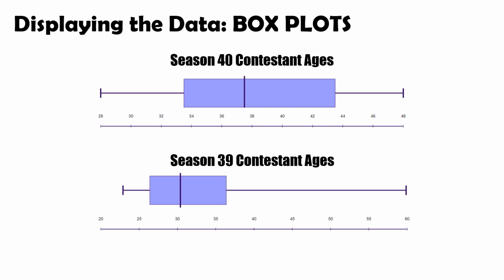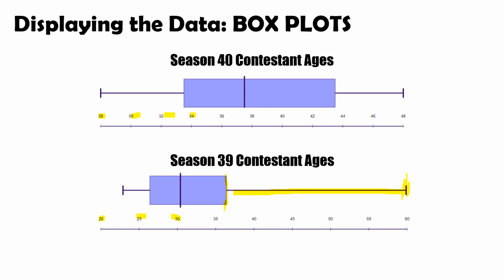Here's what the information on the previous slides would look like if we put them on box plots. Something I want you to note, we already talked about how the ages of the contestants on season 39 were more spread out, and the fact that this really long whisker here on our box plot goes all the way from here to here, that lets you know how varied those ages are. Something I want you to be careful with, if you look at season 40, you'll notice they're counting by twos on the bottom here. Well, here they're counting by fives on season 39.